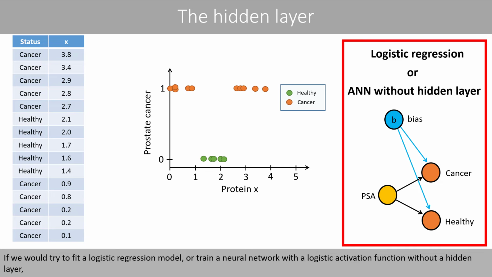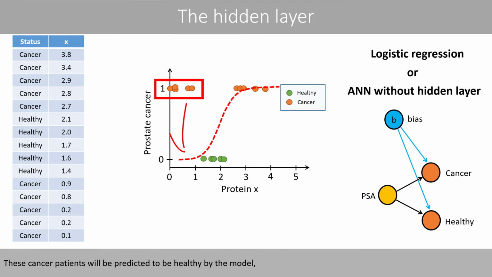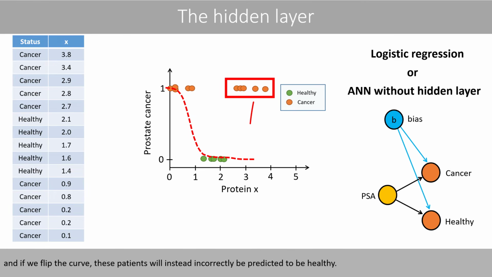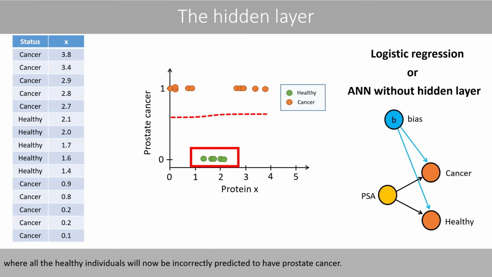If we would try to fit a logistic regression model or train a neural network with a logistic activation function without a hidden layer, they will fail to make a good prediction of the training data because an S-shaped curve is simply not useful for this type of data. These cancer patients will incorrectly be predicted to be healthy by the model. And if we flip the curve, these patients will instead incorrectly be predicted to be healthy. The curve might also look like this, where all the healthy individuals will now be incorrectly predicted to have prostate cancer.